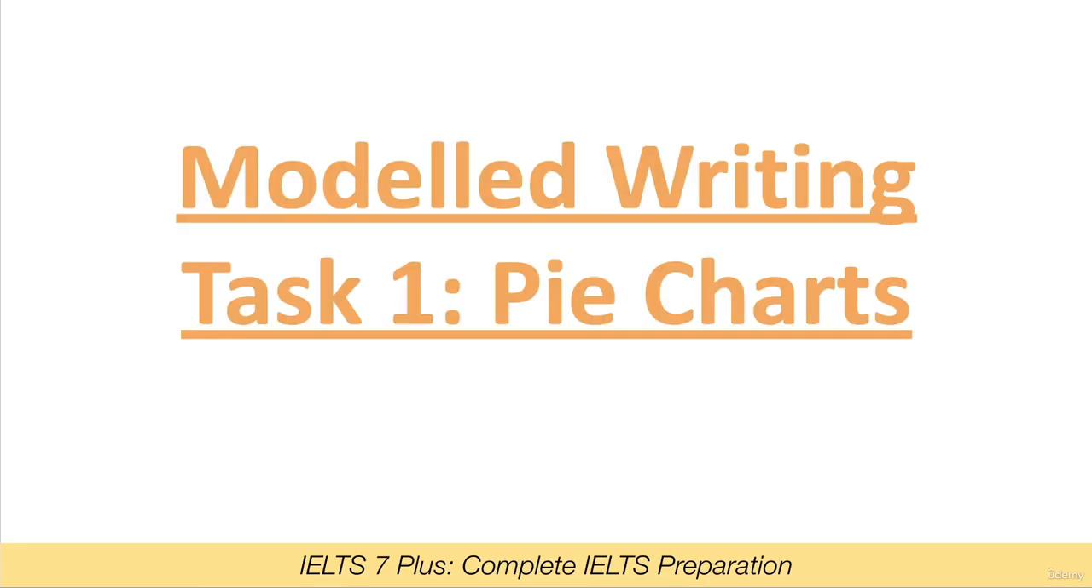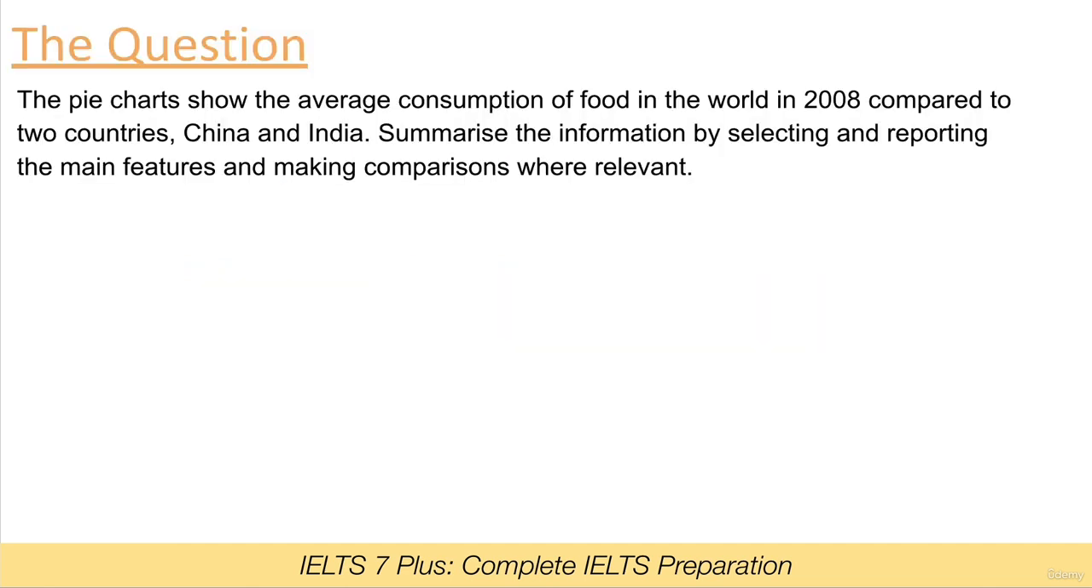And we're going to look at pie charts. Pie charts are fairly common, I would say, and definitely something to practice and be comfortable with. The question. The pie charts show the average consumption of food in the world in 2008 compared to two countries, China and India. Oh, so I'm thinking there might be 3 pie charts. The world, China and India. Summarize the information by selecting and reporting the main features and making comparisons where relevant.